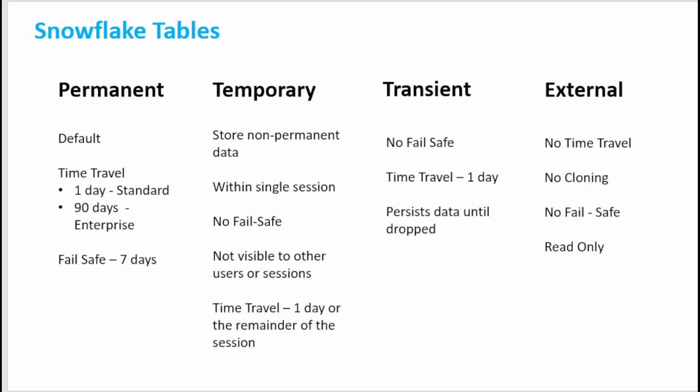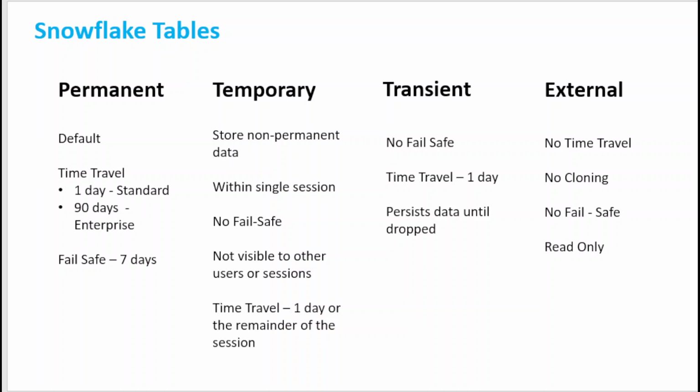So what's the difference? The only difference is there is no fail safe feature, and also the time travel is up to 1 day. So you do not get 90 days of time travel, only 1 day. What is the use of such a table? If you want to save on that cost related to fail safe, that storage cost, you can use a transient table. So where do we use this?